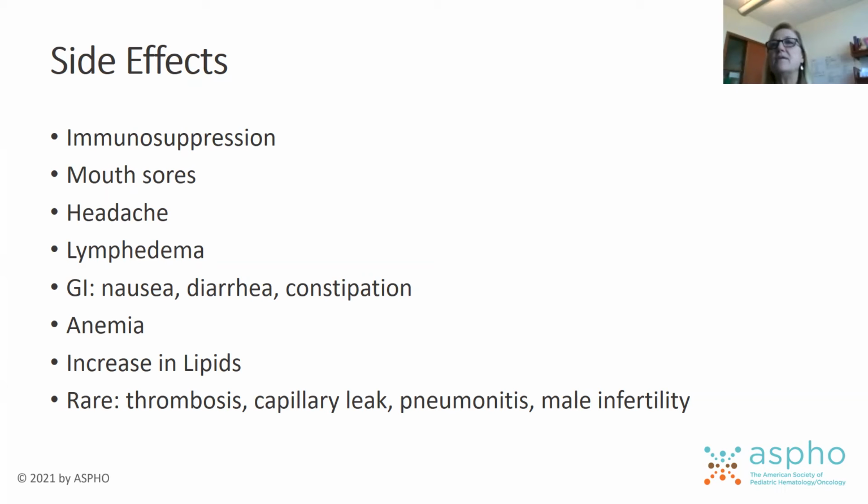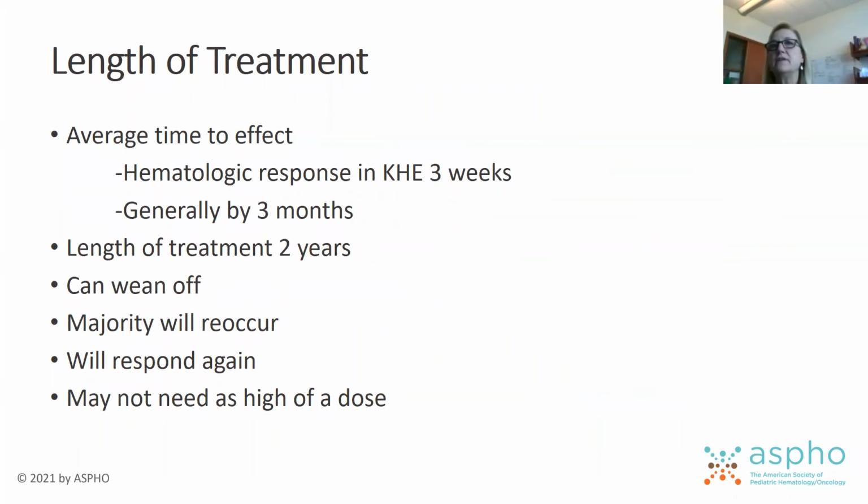Some of the other most common side effects are mouth sores and headaches. It can also cause lymphedema, though we don't necessarily see that a lot in our patients. It can cause GI disturbance such as nausea, diarrhea, constipation. It can cause anemia, increase in the lipids, and rarely it can cause thrombosis, capillary leak, pneumonitis, and a question of male infertility. So it's pretty well tolerated in our group of patients. Again, I want to make you really aware that if you're using it in the newborn period, you really need to use PJP prophylaxis.